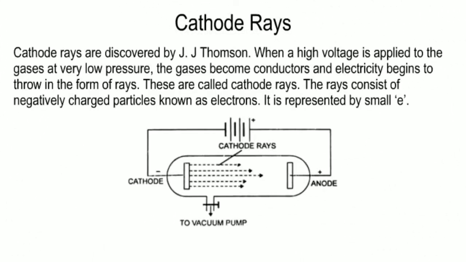Cathode rays. Cathode rays were discovered by J. J. Thomson when a high voltage is applied to gases at very low pressure. The gases become conductors, and electricity begins to flow in the form of rays. These are called cathode rays. The rays consist of negatively charged particles known as electrons. It is represented by small e.